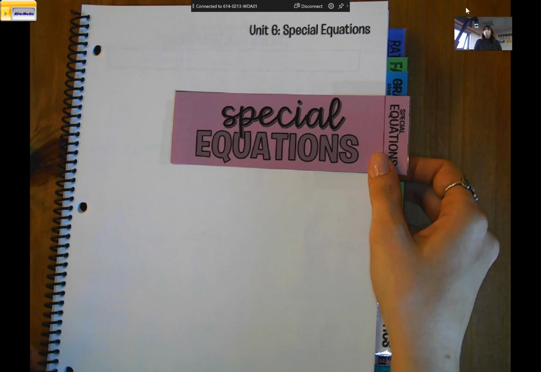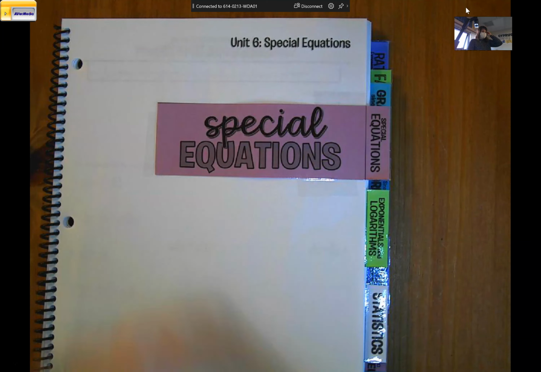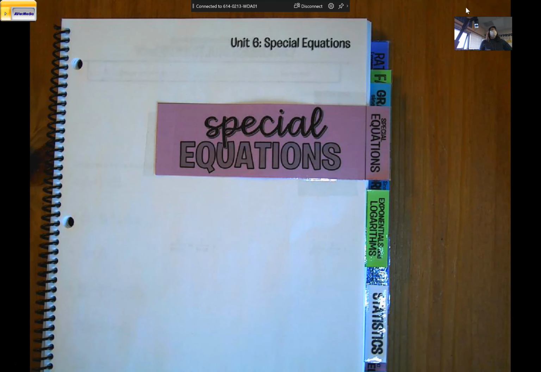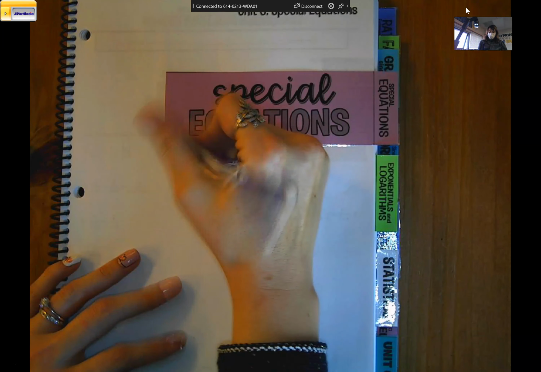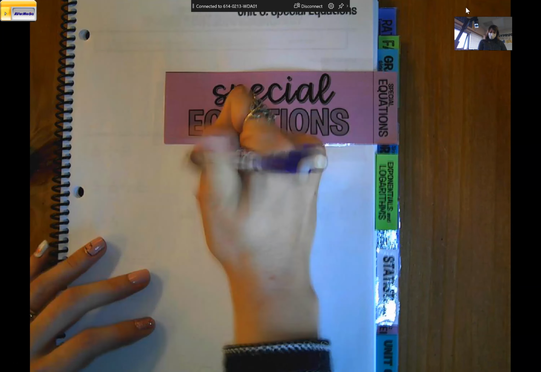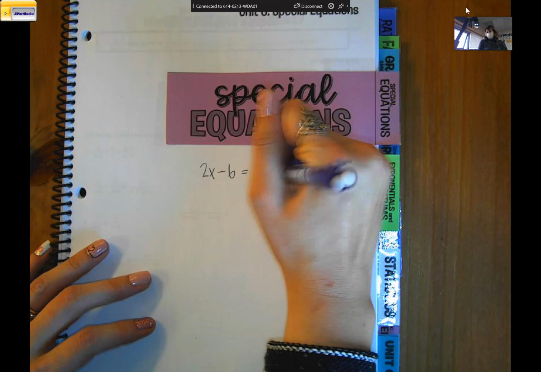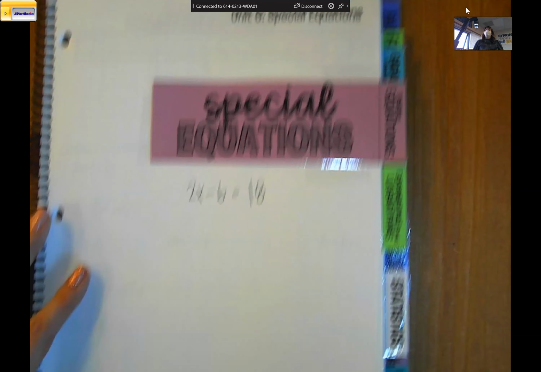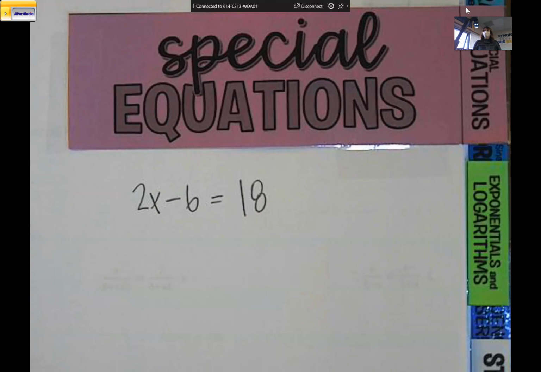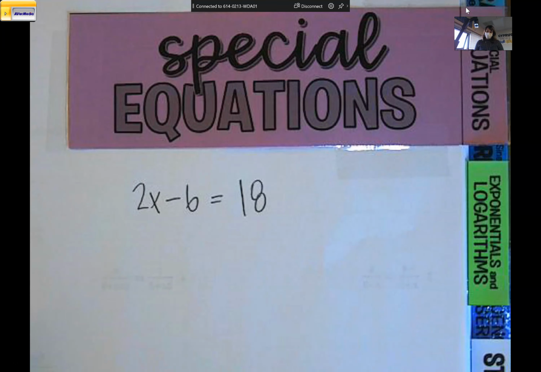Okay, so we are in a new unit. We're in our special equations unit. The reason that it's called special equations is because we're going to see some kinds of equations that we haven't seen before. So we're used to seeing an equation like this, hopefully. Let me show you. Like 2x minus 6 equals 18. We're used to these equations. But in this unit, they're going to get a little crazier than that.